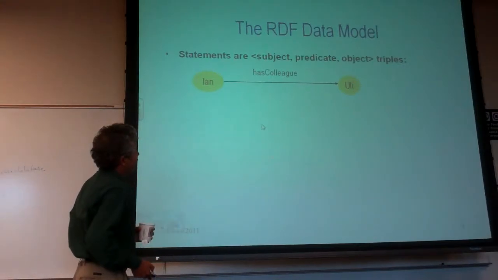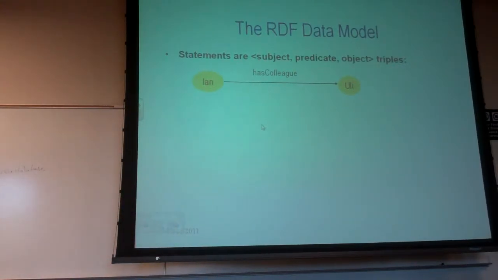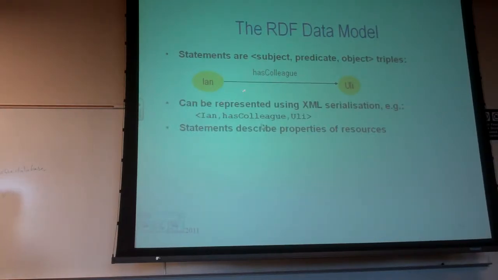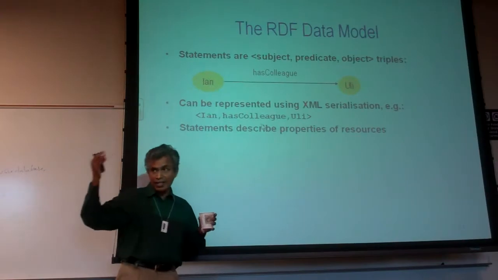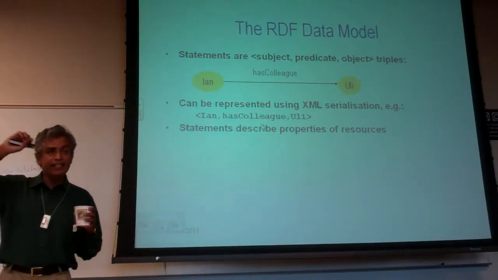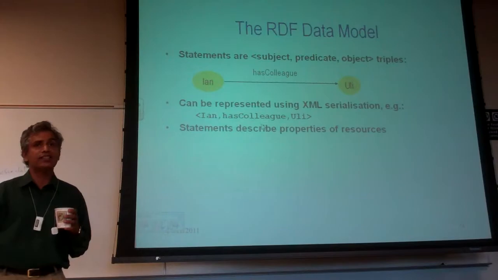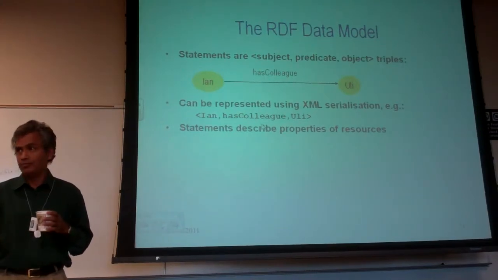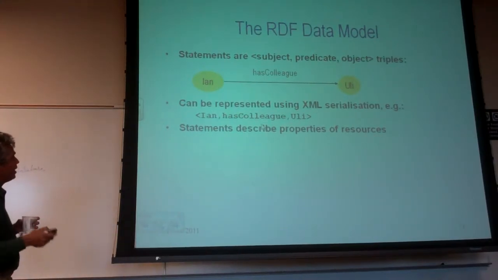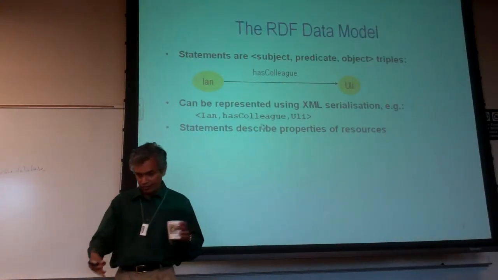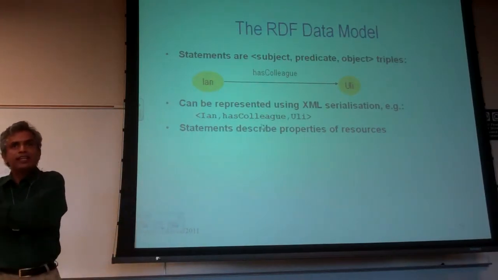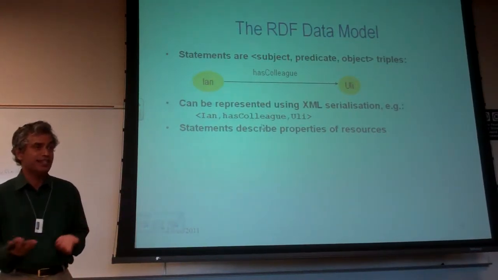Okay, so you have subject, predicate, object triples, basically with binary predicates. So here in this case, Ian has a colleague, Uli, and this is basically what you have. You can think of a graphical representation here between entities. Relations are the edges and entities are the vertices, right? And then you have to convert this into some serial language so that you can send it on the wire. And XML serialization is one.